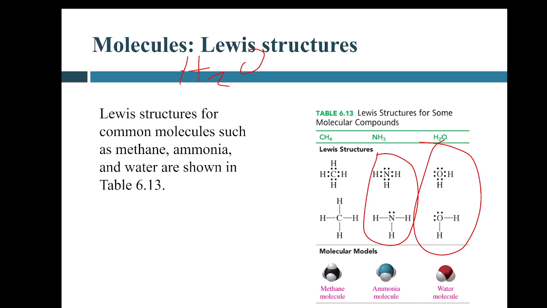And H2O, how many electrons do we have? Oxygen has 6. Hydrogens each have 1, so that's 2. 8 is correct. Okay, which one goes in the middle? Oxygen. You got it. Okay, which ones get filled in around it? Hydrogens. So we bond hydrogens to it. Okay, so we have used how many electrons now?